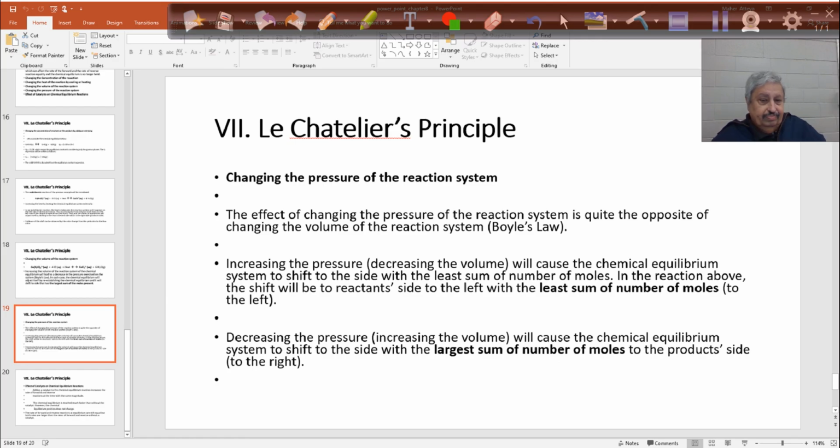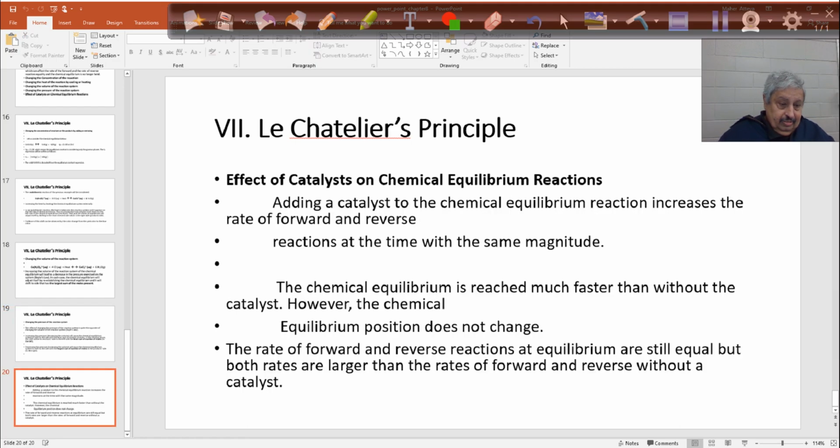So that's what we say. Changing the pressure: you increase the pressure, the volume will go down, then it will go to the side with the least number of moles. You decrease the pressure, the volume will go up, it will go to the side with the most number of moles. And the last one is the effect of a catalyst.